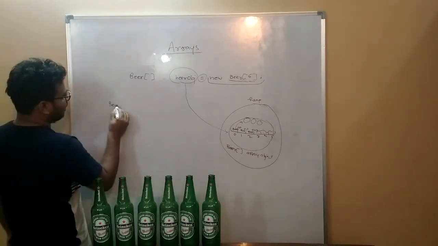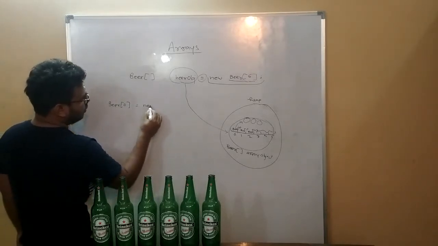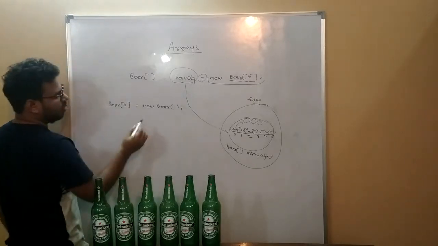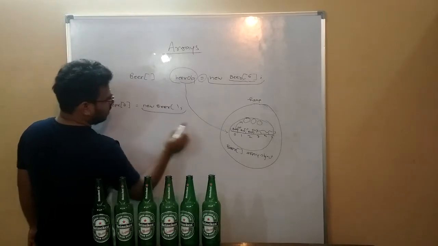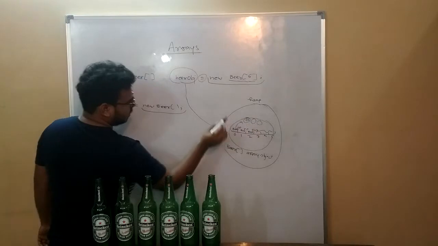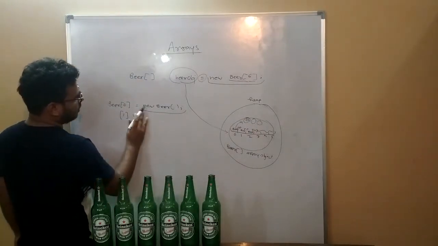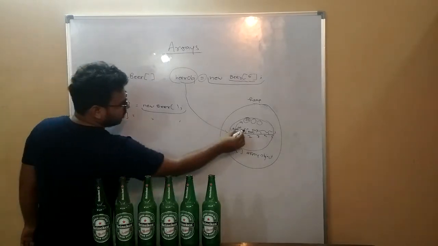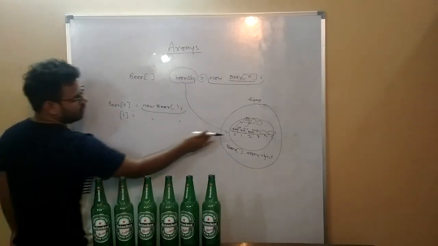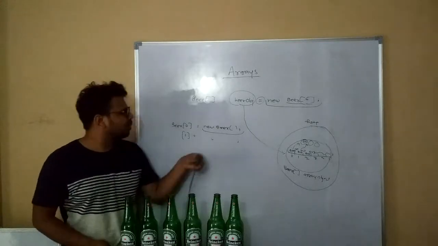Suppose I am writing beer 0 is equal to new beer. In this case, at this line, this beer 0 is going to have a beer object. If I write beer 1 is equal to new beer, the same thing, then this beer 1 is going to be assigned to a beer object, that is it will now contain a beer object. So let's understand with our beer example.